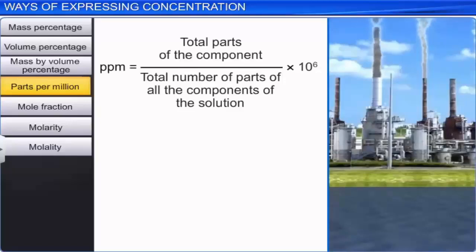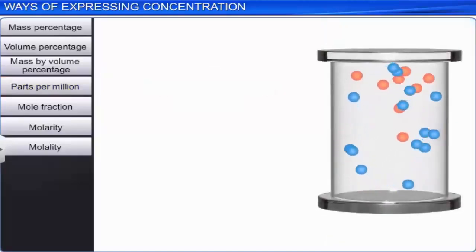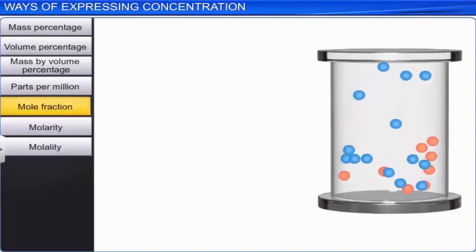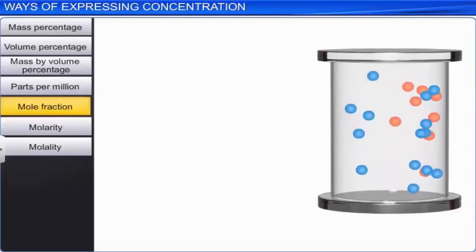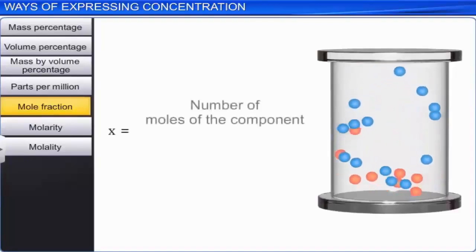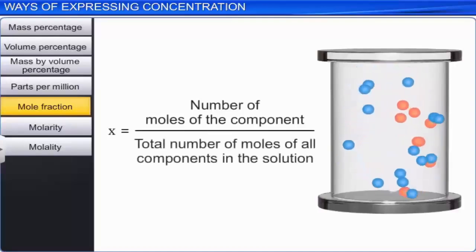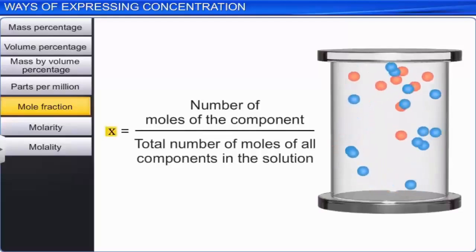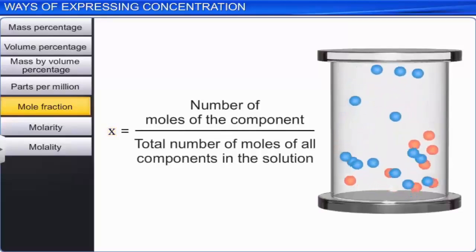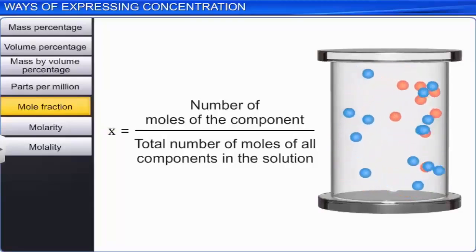Now let us discuss another commonly used concentration term, the mole fraction. The mole fraction of a component in a solution is defined as the ratio of the number of moles of that component to the total number of moles of all components in the solution. It is represented by X. Mole fraction is an ideal way of representing the concentrations of various chemical species in a mixture. It is useful for representing concentrations in gaseous mixtures.